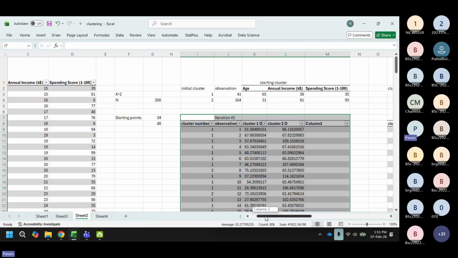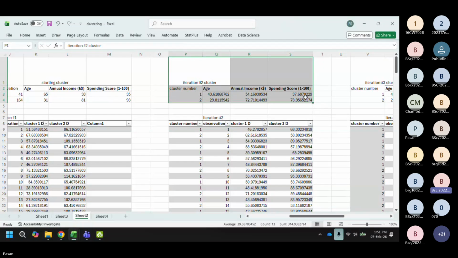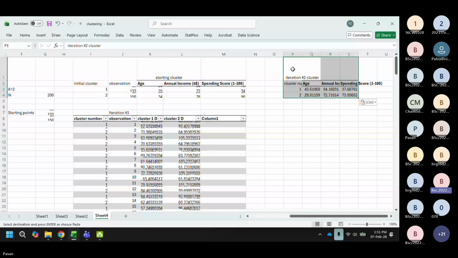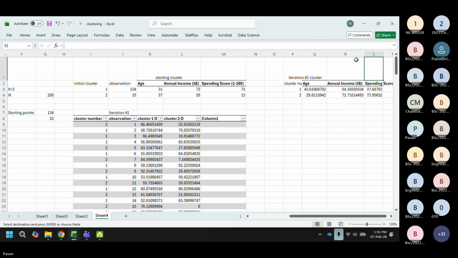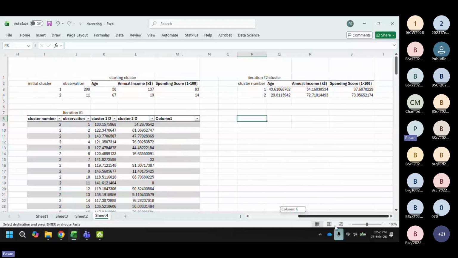I can perform the second iteration here. So I want to take the averages. Now I have to do some modification here.